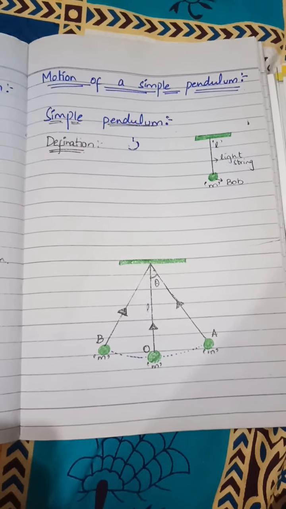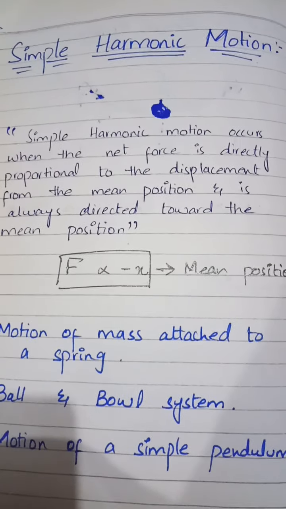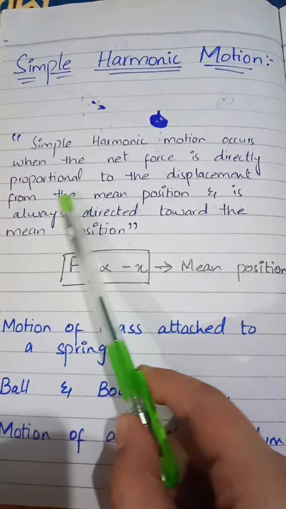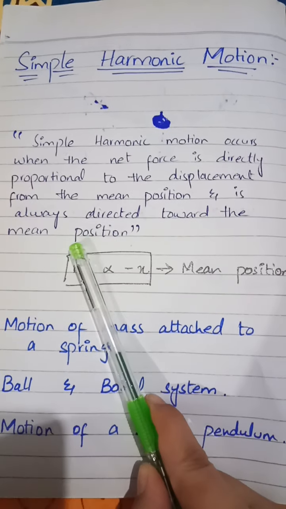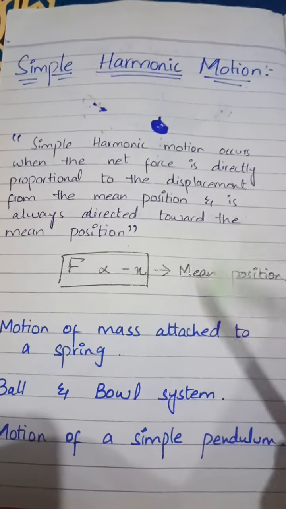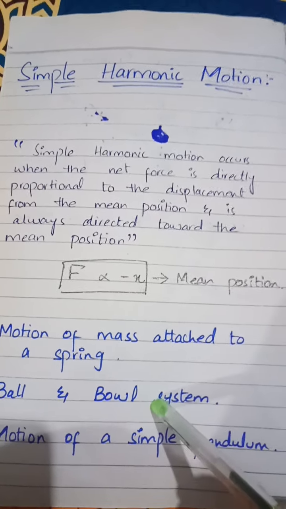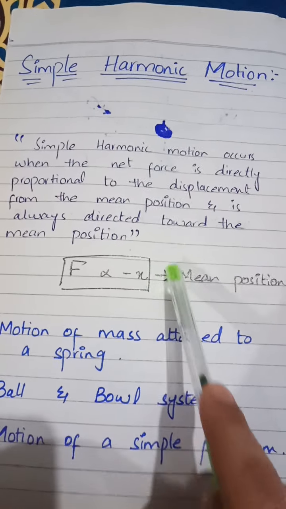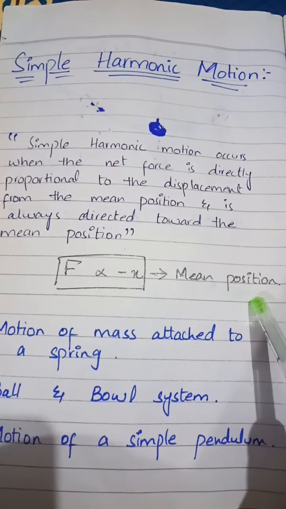Before that, let's recall simple harmonic motion. As we have discussed in our previous lectures, what is simple harmonic motion? Simple harmonic motion occurs when the net force is directly proportional to the displacement from the mean position and is always directed toward the mean position. We have discussed in detail its mathematical form and done the derivation. So its mathematical form is F is directly proportional to displacement, X is showing the displacement, and it is always toward the mean position.